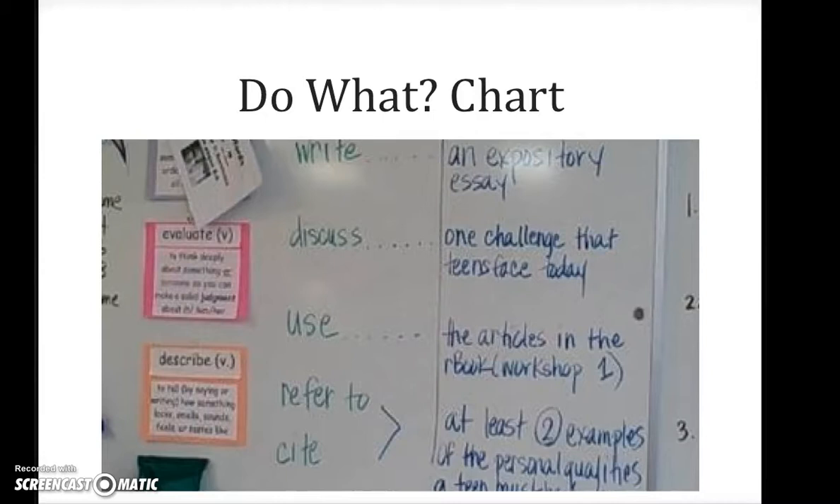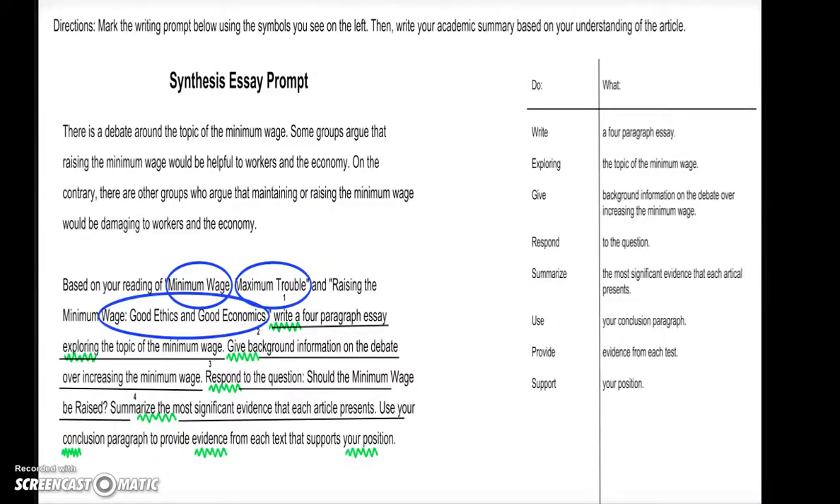Now let's look at a do-what chart with a writing prompt. Synthesis essay prompt. There is a debate around the topic of the minimum wage. Some groups argue that raising the minimum wage would be helpful to workers and the economy. On the contrary, there are other groups who argue that maintaining or raising the minimum wage would be damaging to workers and the economy. Based on your reading of Minimum Wage, Maximum Trouble, and Raising the Minimum Wage, Good Ethics and Good Economics, write a 4-paragraph essay exploring the topic of the minimum wage.